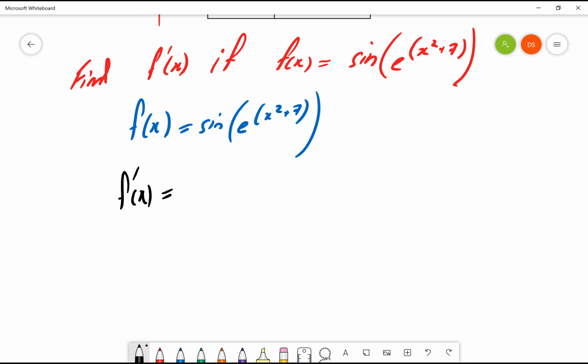Okay, so first off, I want to differentiate. The first and outermost function is sine. Sine differentiates to cosine, but the rest stays the same. Then I multiply by the derivative of the inside. The derivative of the inside is the derivative of e to the power, so e as a function stays the same. Then I multiply by the derivative of the inside, which is 2x.